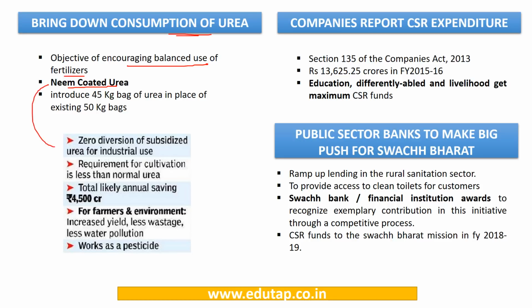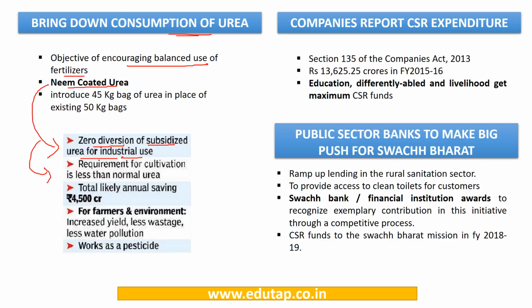The different advantages given by this particular neem coated urea is that there is zero diversion of the subsidized urea for industrial use, which until recently was rampant in the agriculture sector, where the urea is highly subsidized and then diverted towards industrial use. So this has been stopped by use of neem coated urea.